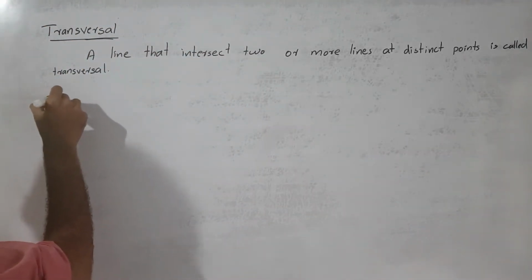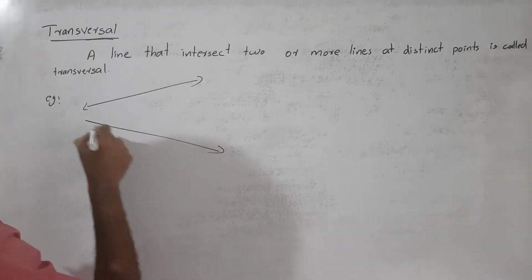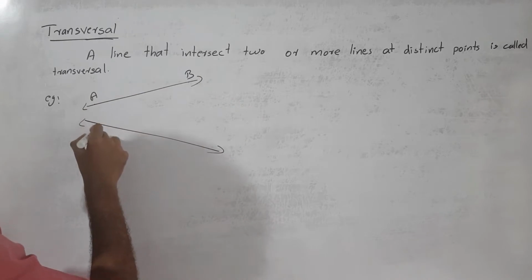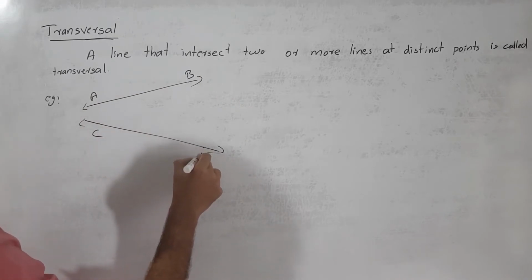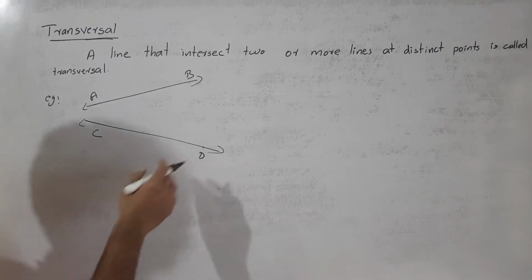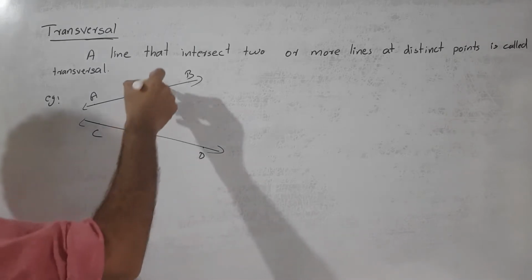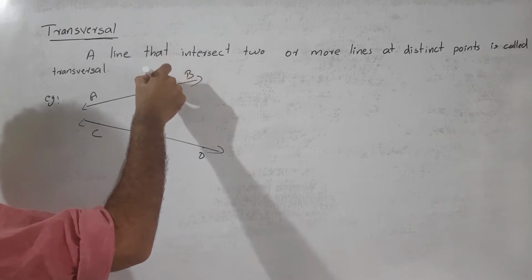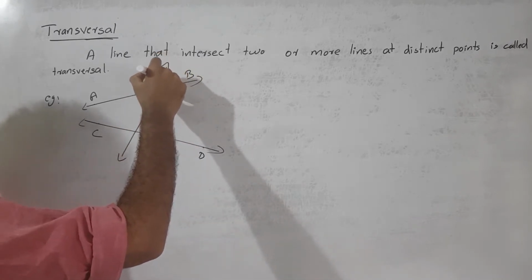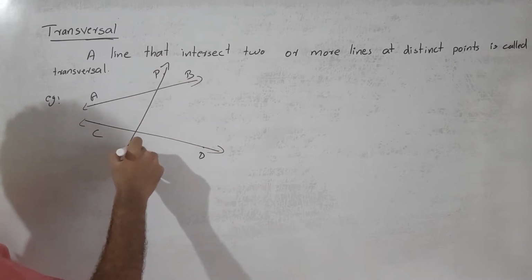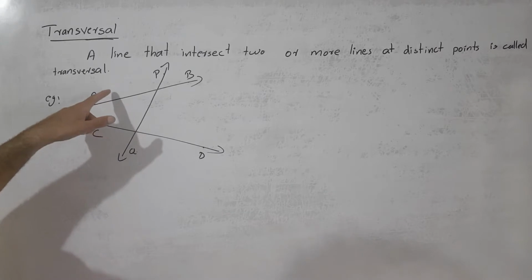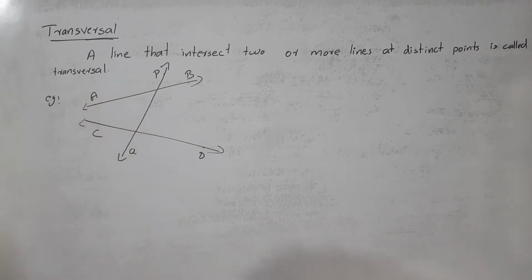if we draw two lines and we name them A, B and C, D. Okay, then AB and CD are two lines. Then we draw another line to cut these two. Then we name it, this one is PQ. Then the line that cuts the two lines is called a transversal.